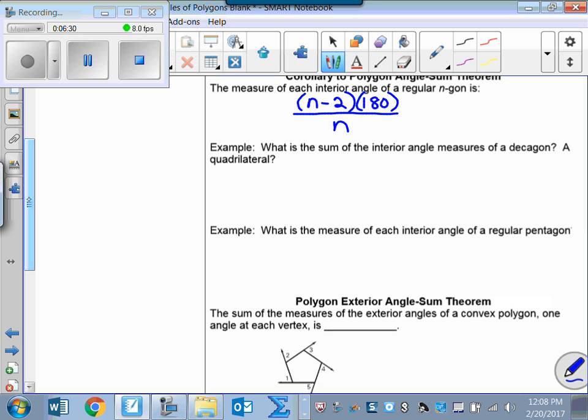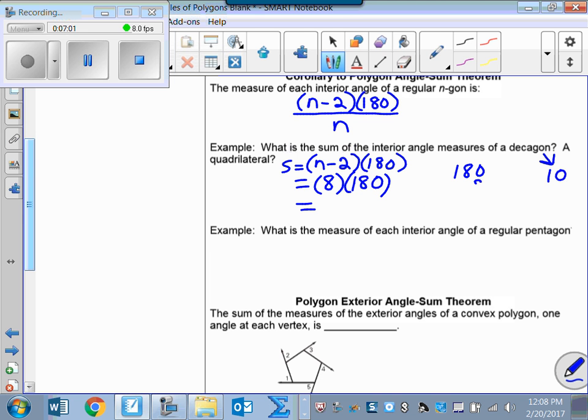Okay, so here we go. What is the sum of the interior angle measures of a decagon? Well, first I have to remember how many sides a decagon has. That's going to be a 10-sided polygon, right? So if I want the sum of all the measures of those interior angles, I'm going to use my formula from the theorem that says n minus 2 times 180. So S is going to be 10 minus 2, which is 8, times 180. And let's see, 8, 0, 4, that's 1440.